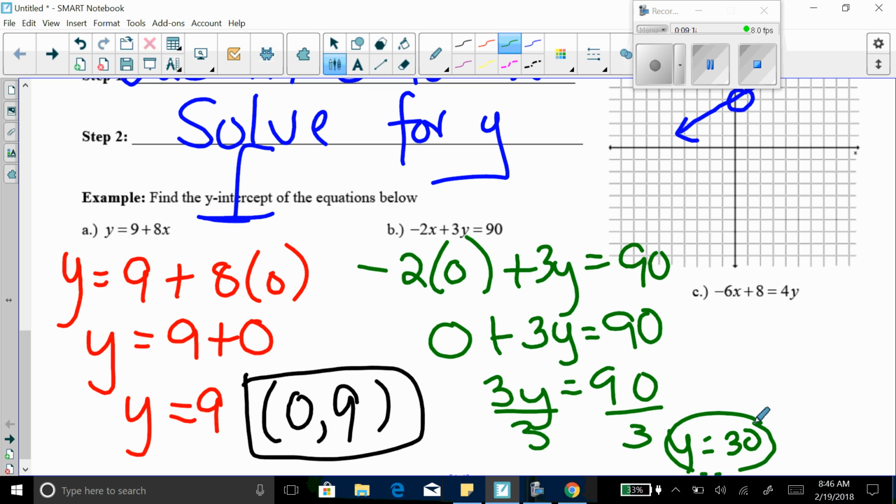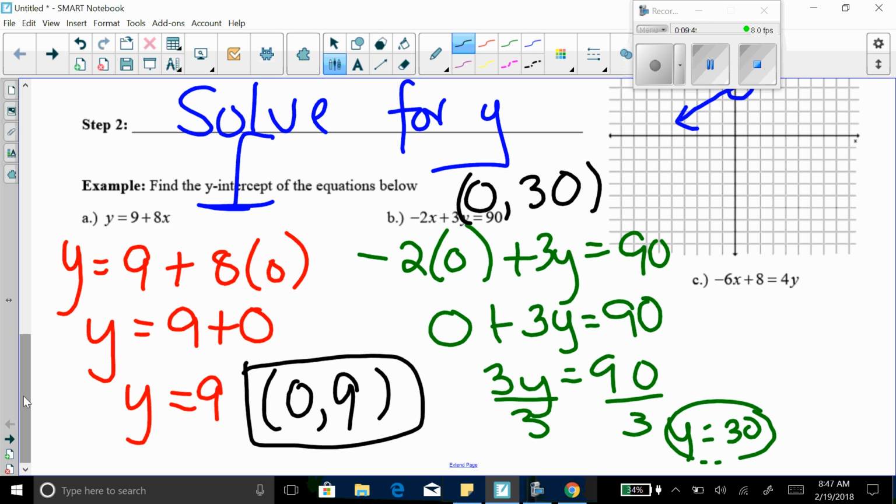So again, it's a point. So this is telling me that when I substituted in 0 for x, I got a y value of 30. And that line hits the y-axis at the point 0, 30. So then at this point, I want you to turn off the video and try C on your own. When you think you have C, turn the video back on and check your answers with mine.